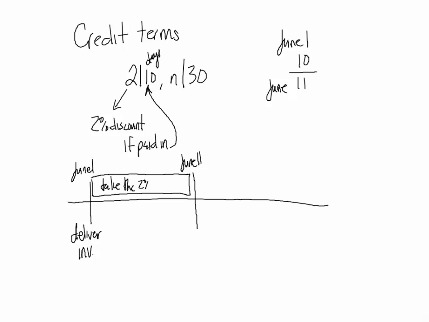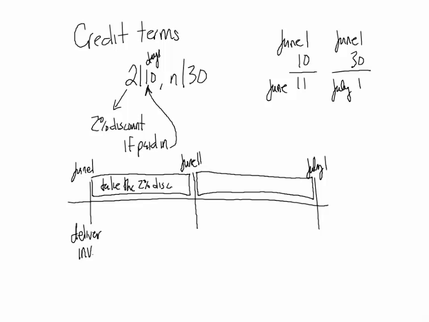Now what happens if they pay afterwards? Well, it says 30, so now we do June 1st plus 30. Well, there's no such thing as June 31st, so we're talking July 1st. If they pay by July 1st, they have to pay the net. So net means no discount.